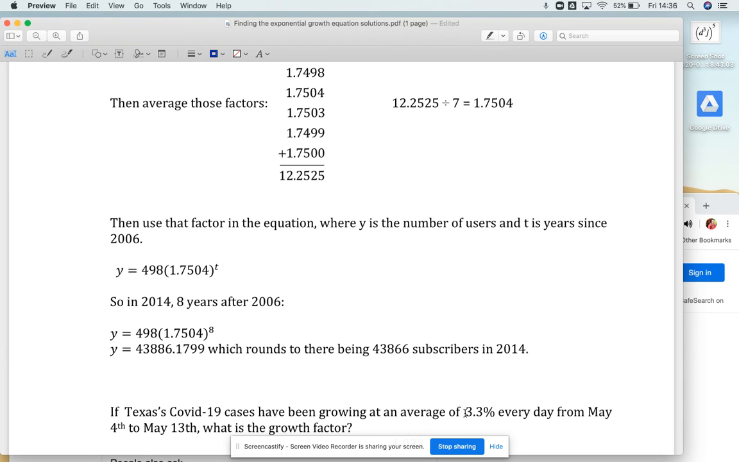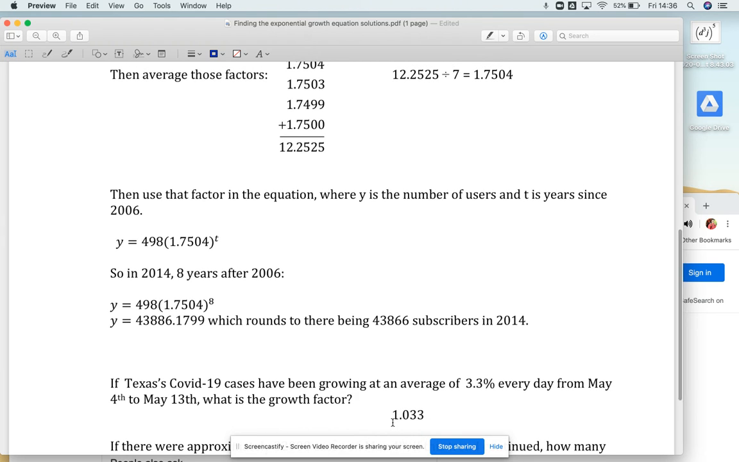So if I know that the number of cases should keep its 100%, plus it's going to grow another 3.3%, what is that growth factor going to be? Well, it's going to be 1 and 33 thousandths, again, this 1.033, that's like 103% of what we're taking of the previous day, actually.